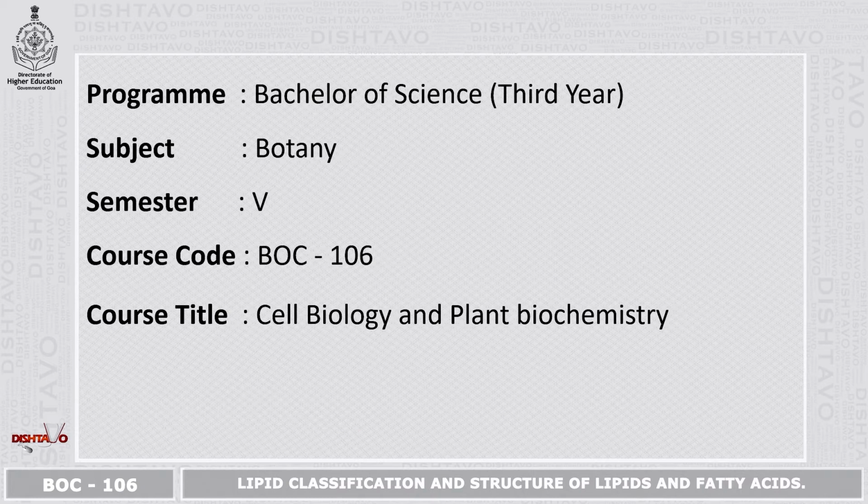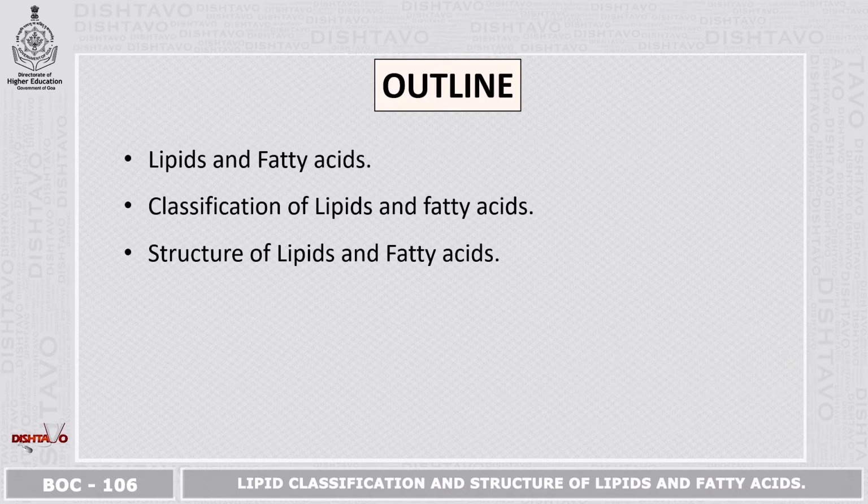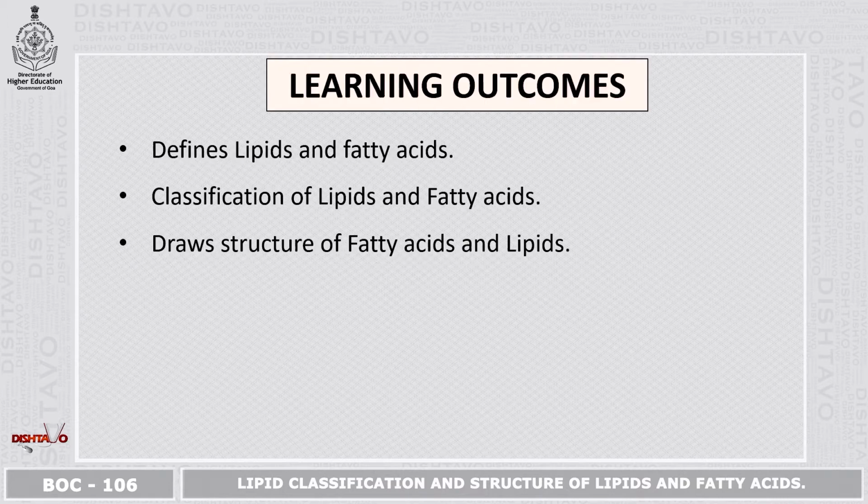Program Bachelor of Science, 3rd year, Subject Botany, Semester 5, Course Code BOC 106, Course Title Cell Biology and Plant Biochemistry. Title of the unit Biomolecules. Module name Lipids, Classification and Structure of Lipids and Fatty Acids. Outline: Lipids and Fatty Acids, Classification of Lipids and Fatty Acids, Structure of Lipids and Fatty Acids.